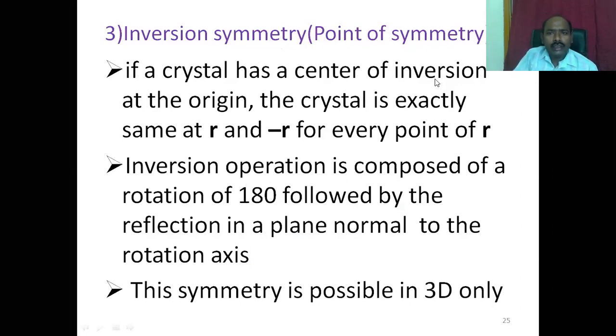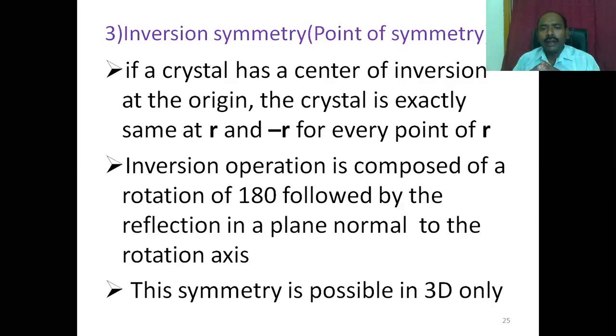If a crystal has a center of inversion at the origin, the crystal is exactly the same at R and minus R for every point R. I have expressed this R in bold letter, so we can treat it as a vector. If we take the origin as the reference point, whenever inversion symmetry exists, whatever structure we observe at position R, we observe the same environment at minus R.